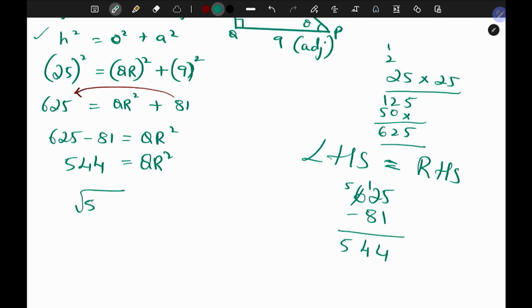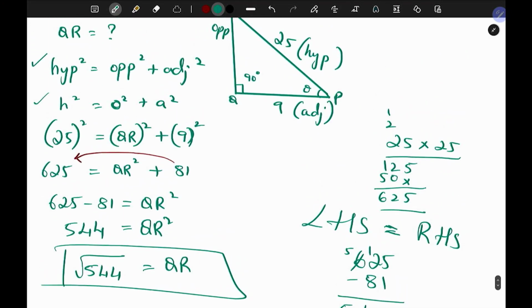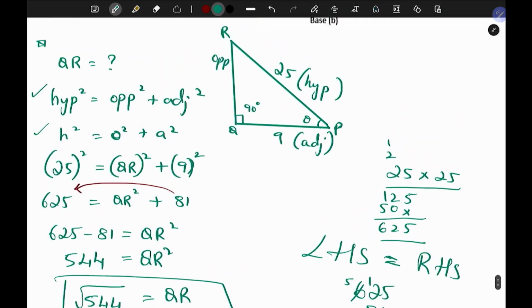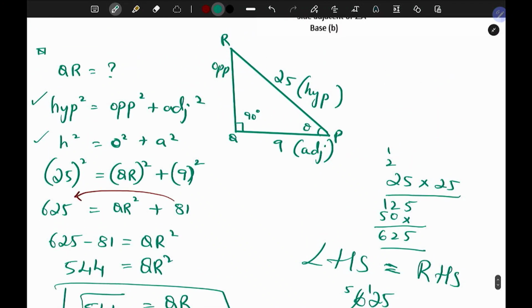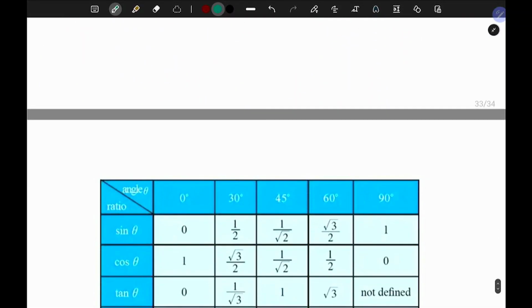Alright, back to this. So 544 is equal to QR. This is the answer. We're not going to solve the root of 544. That is a sum for another day. So that's how you find the value of the unknown side of a right angle triangle. Now we know how to use Pythagoras theorem. Now we know what is the formula for Pythagoras theorem. Now we know what is hypotenuse, what is opposite and adjacent. Now let's continue to trigonometry again.